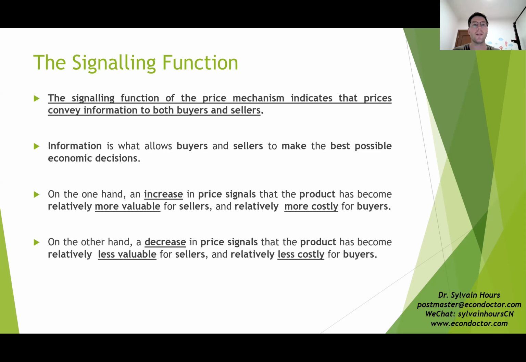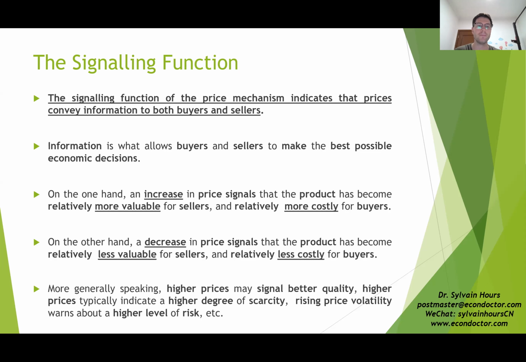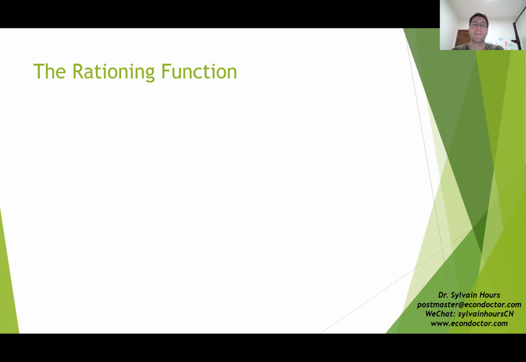Okay, the two other functions are more about, okay, now we have the information about the relative cost and value of goods and services. What should we do? All right, let's skip that. For buyers, the consequence, if you want, of that information, or the next step, is described by the rationing function.